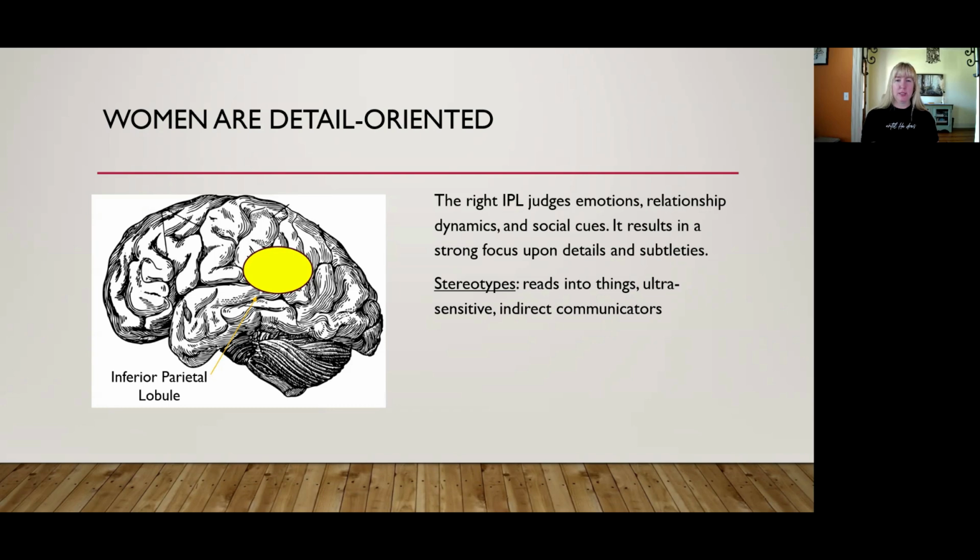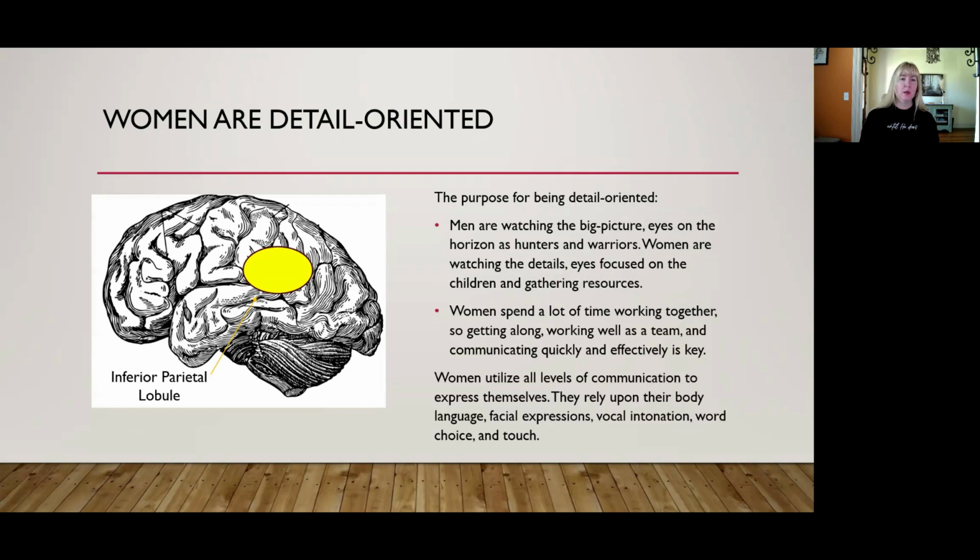Okay. The purpose for the woman being more detail oriented is that as men are watching the big picture, as their eyes are up on the horizon, as the hunters and the warriors, like I said before, women are together, women have their eyes down, they're focusing on the details, whether they're foraging for something, whether they're watching the children, whether they're taking care of the food, whatever it may be, right? Their eyes are down and they're taking in a lot of information.